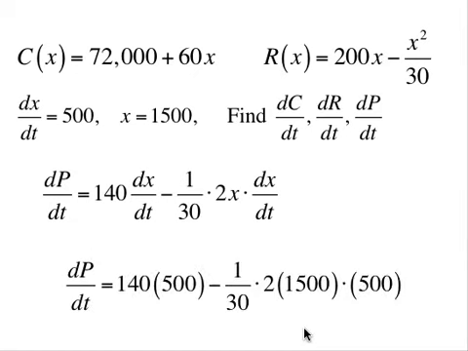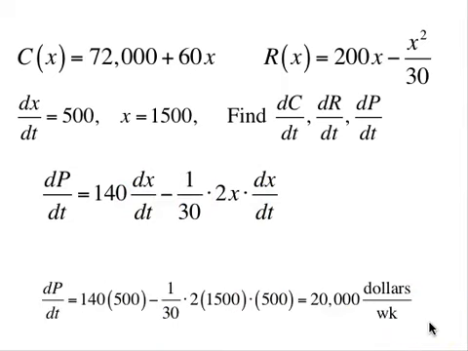So doing that, dx/dt is 500, x is 1,500. And you'll notice we get $20,000 a week, which was actually the difference of dR/dt and dC/dt. Can you see that? If profit is revenue minus cost, P prime should be R prime minus C prime. So indeed, that's a nice little way to check our work. And that will conclude this lesson.